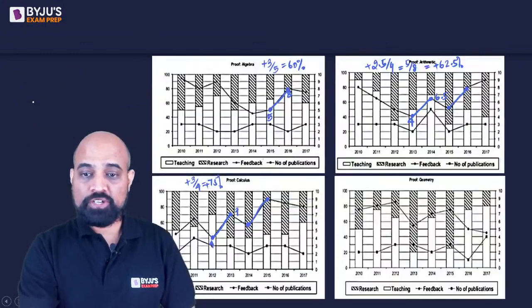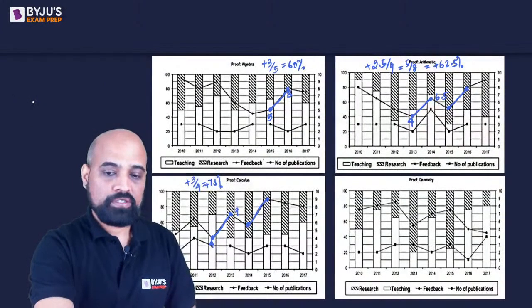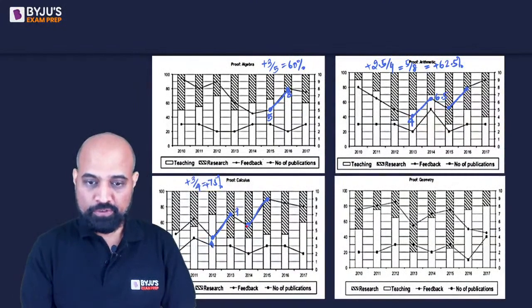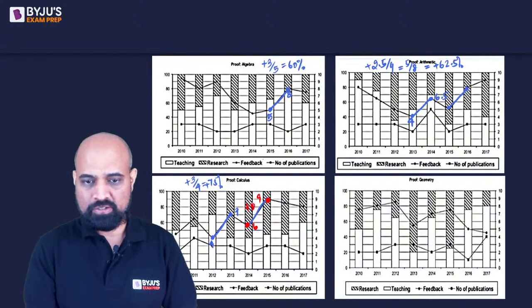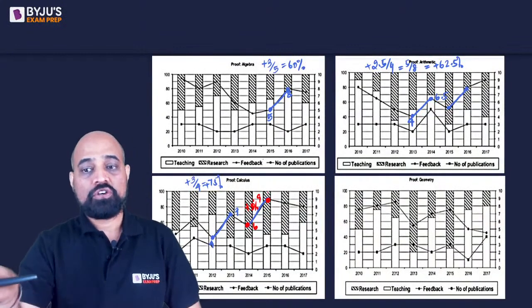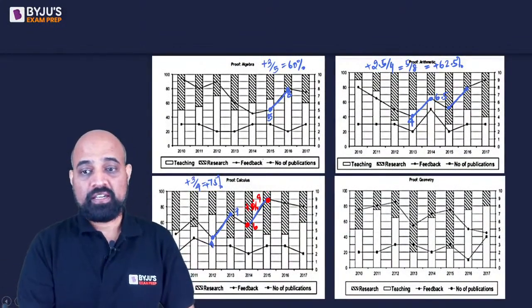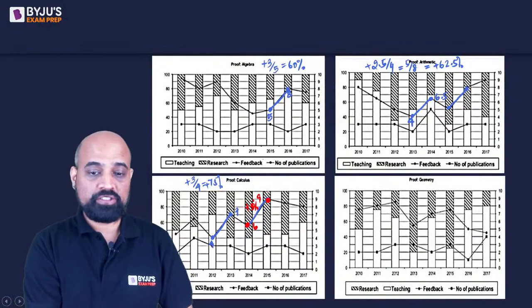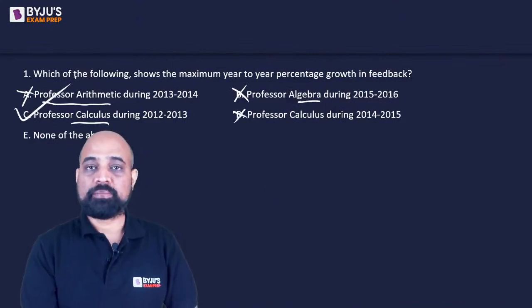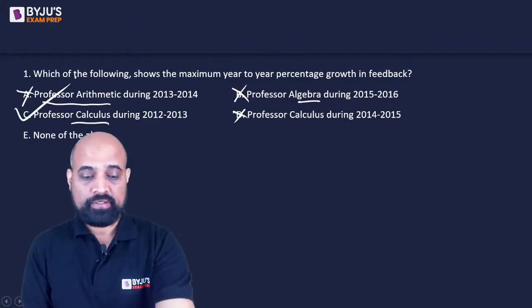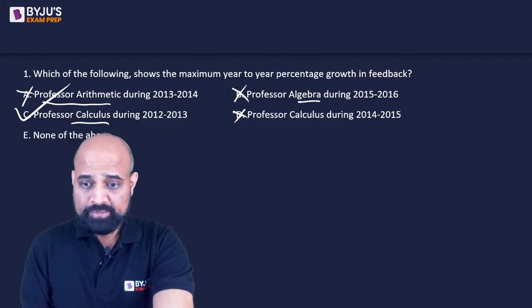Professor Calculus during 2014-15. This was a 6, it has become a 9, 6 to 9, this is a 50% increase. Of course, this isn't the highest. So of all these slopes that we have seen, the steepest one turns out to be Professor Calculus from 2012 to 2013. So C becomes our answer.